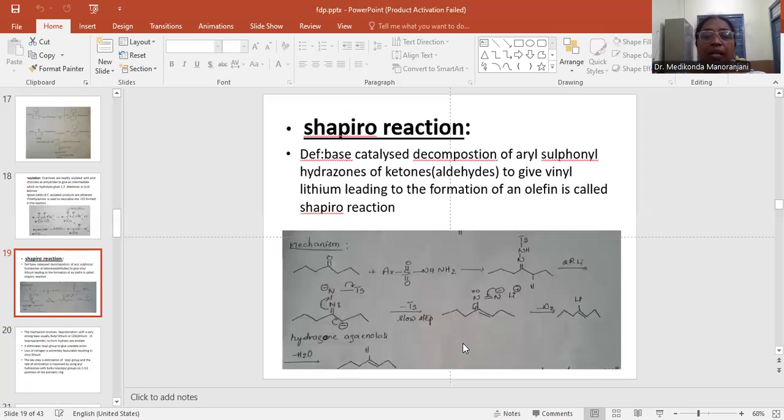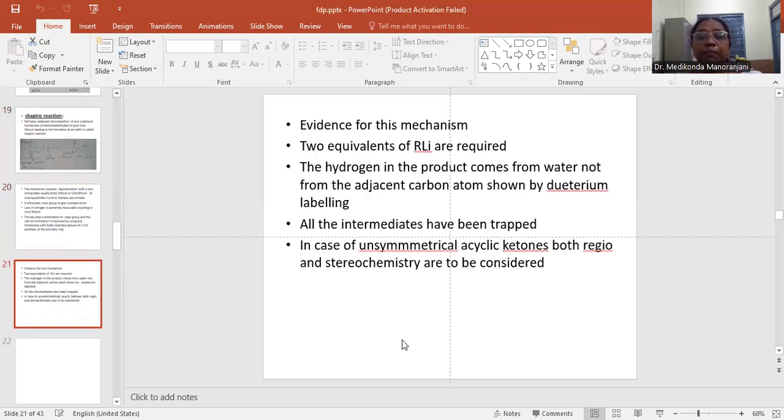Now let us go back to the mechanism. First thing you can see here is both of them react to form this type of compound. In the presence of RLi base, deprotonation will take place. Next, loss of the tosyl group in a slow step, the rate determining step. And in the next step, loss of nitrogen. This one is a hydrazone as an enolate. And this is formed as an intermediate.